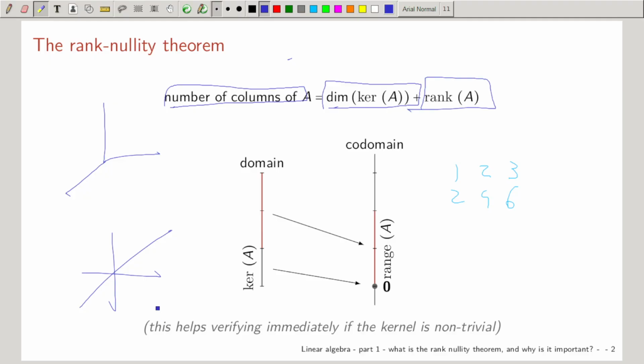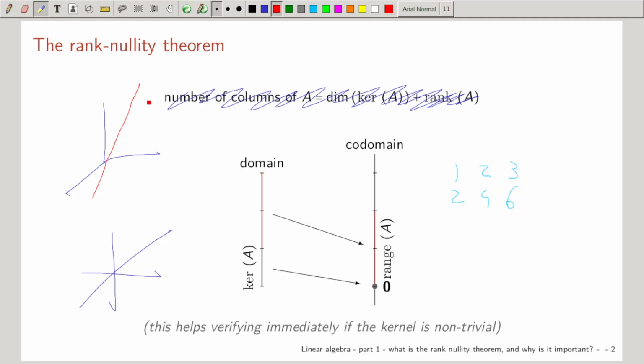Let's make an example. If you tell me, ignore this for now, and you tell me from an intuitive perspective if this situation is possible. I have a kernel in the domain, I've got a domain R3, codomain R2, okay? I've got a kernel in the domain of dimension 1, and I've got a range in the codomain of dimension 1. Discuss if this is physically possible.